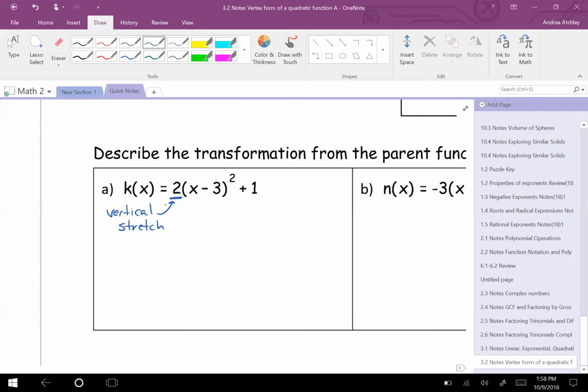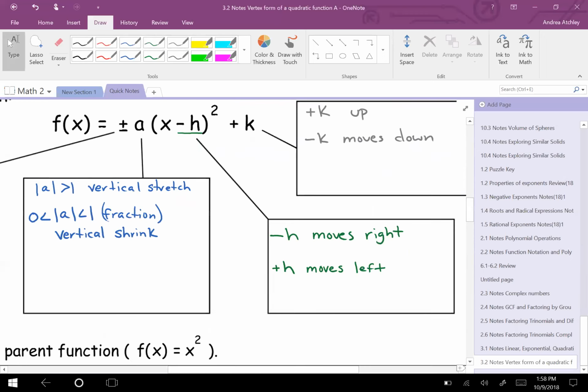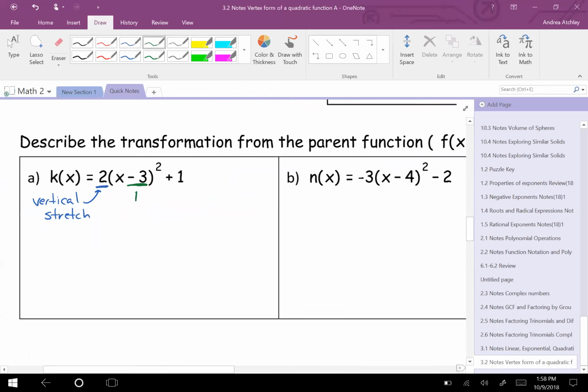Okay, -3 is the h value. It's in with the x. So that's x. It's moving right and left. Okay, if the h is negative, it moves to the right. This is a -3, so we're shifting right 3. Any questions?